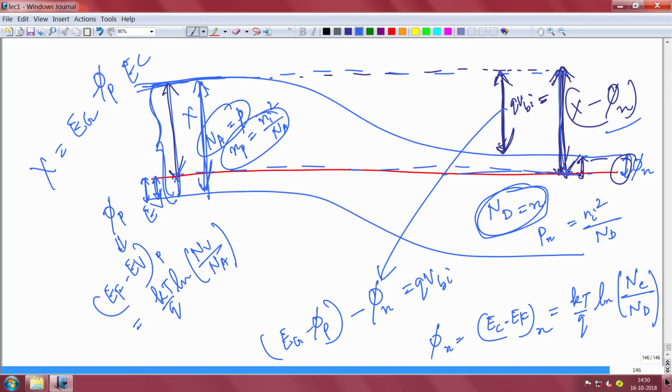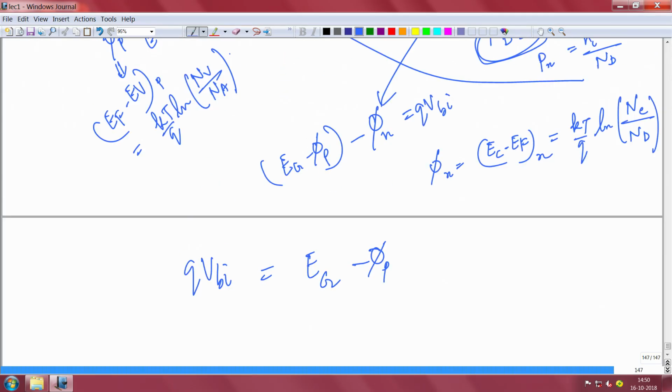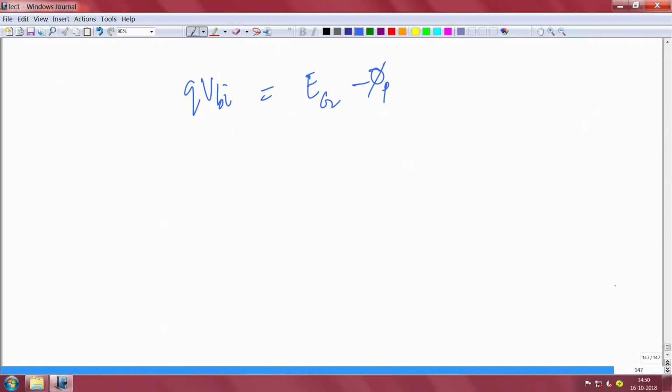Let me go to the next page again. So, QVBI is band gap minus phi p, that phi p, you recall, is this gap, and phi n is this gap in the neutral region, right. So, band gap minus phi p minus phi n.